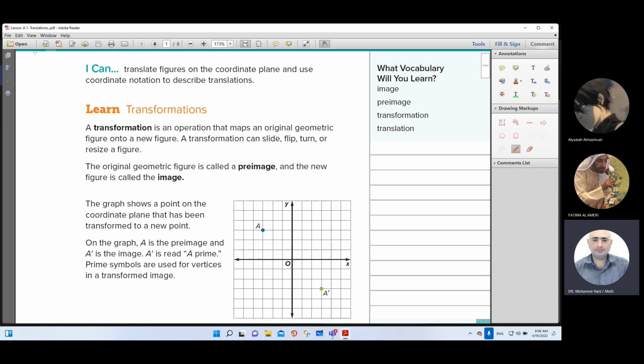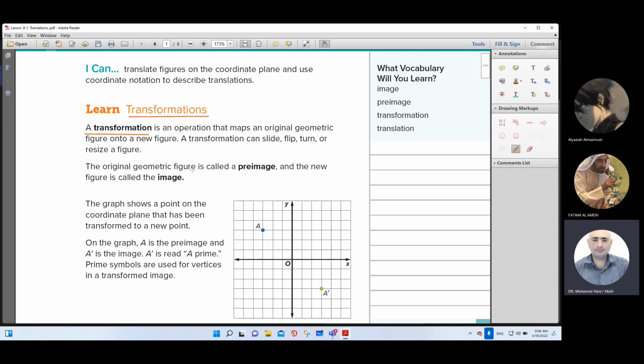So the first idea is the meaning of transformations. A transformation is an operation that maps an original geometric figure onto a new figure. A transformation can slide, flip, turn, or resize a figure.